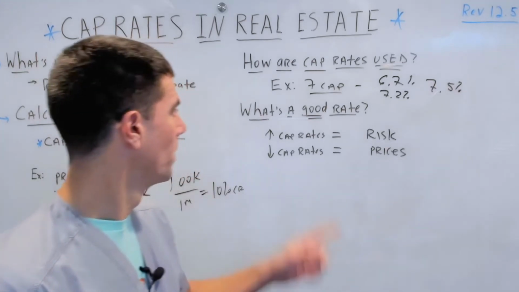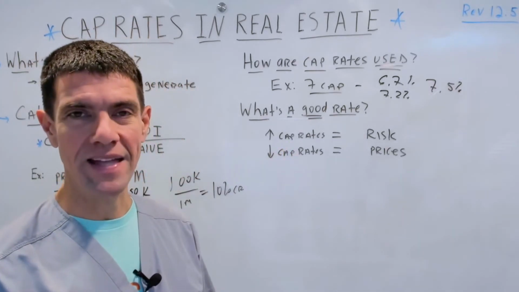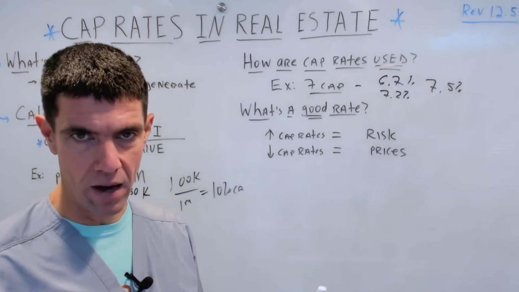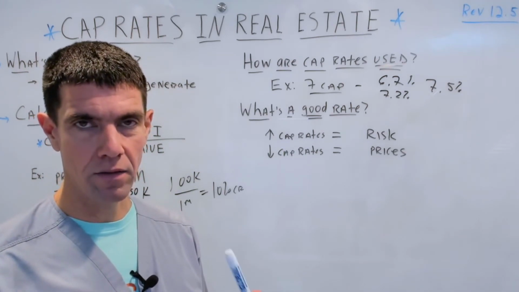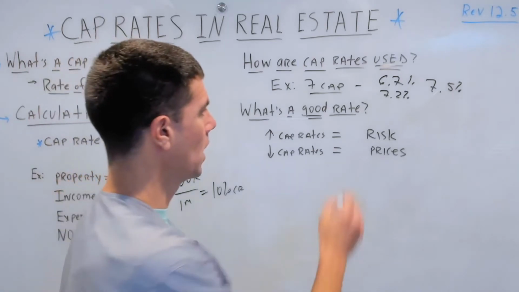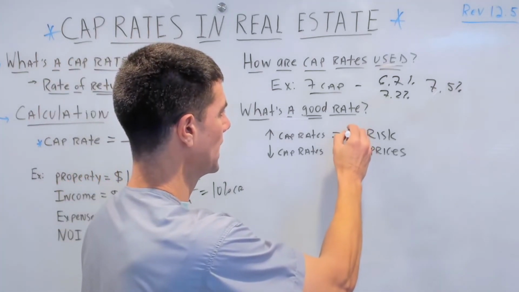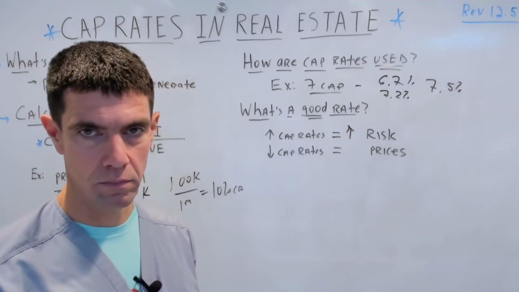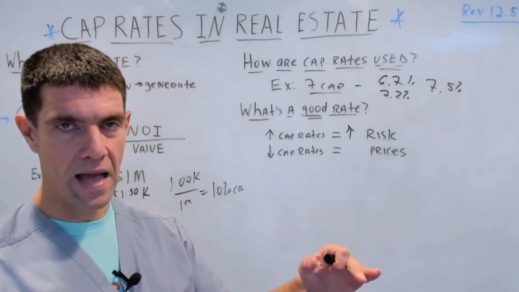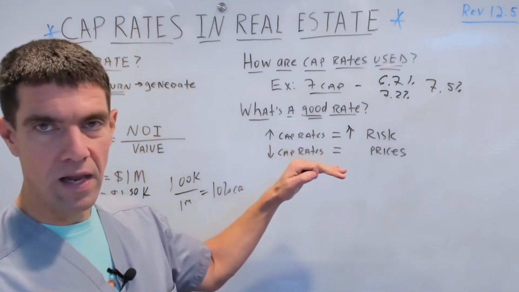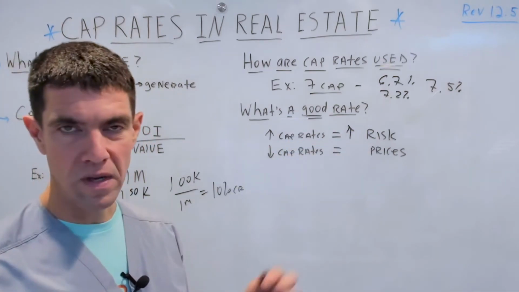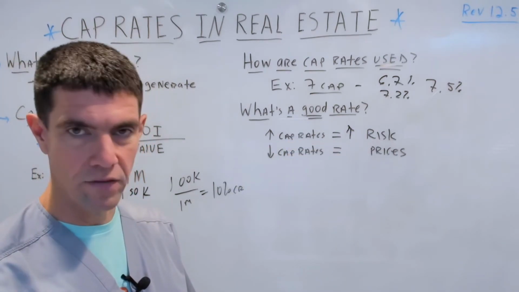Typically, assets with higher cap rates tend to be in more developing areas. And because of this, they typically come with an increased amount of risk. Okay, something with a high cap rate in a developing area means high risk. Could be new construction, that sort of thing.